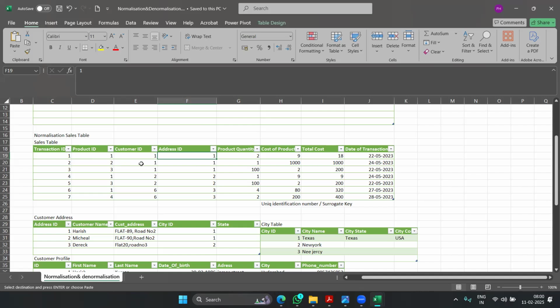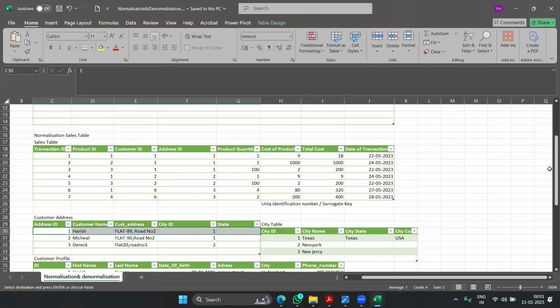Now what happened in a sales table, the address ID is 1. Then I'm going to hit the address table, the customer address table, and I will get the full address details, right? The process of storing data into multiple tables in an organized way and having the relationship between these tables is called a normalized form.